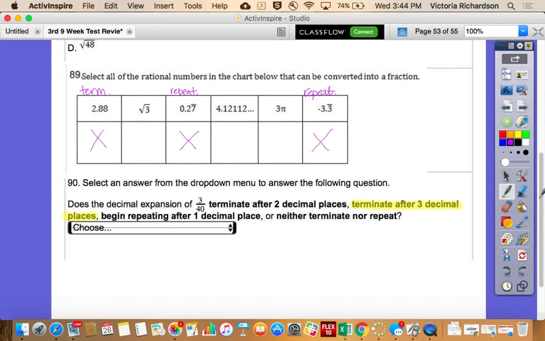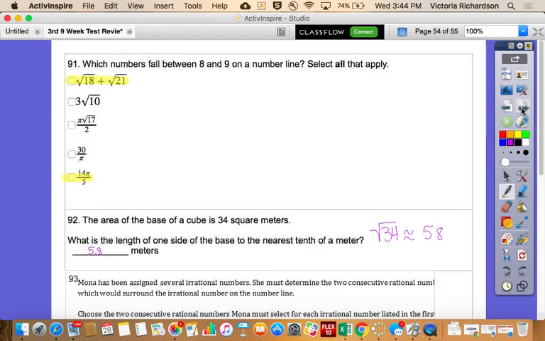Number 90, select an answer from the drop-down menu to answer the following question. Does the decimal expansion of 3 divided by 40 either A, terminate after 2 decimal places, B, terminate after 3 decimal places, begin repeating after 1 decimal place, or neither terminate nor repeat? And the correct answer is B, which is terminate after 3 decimal places. And you can put that in your calculator.